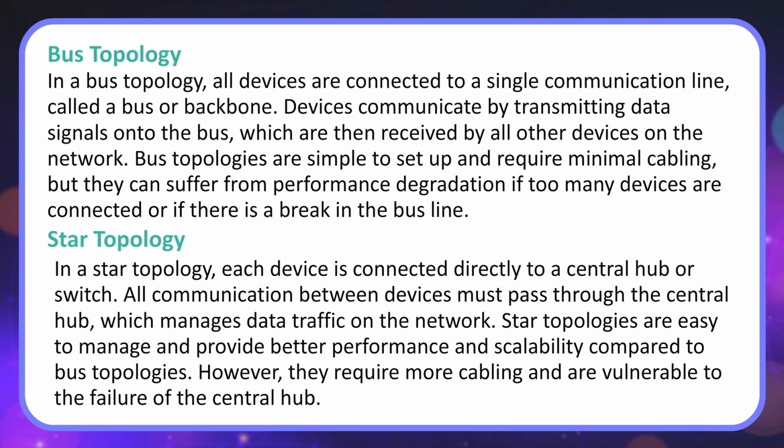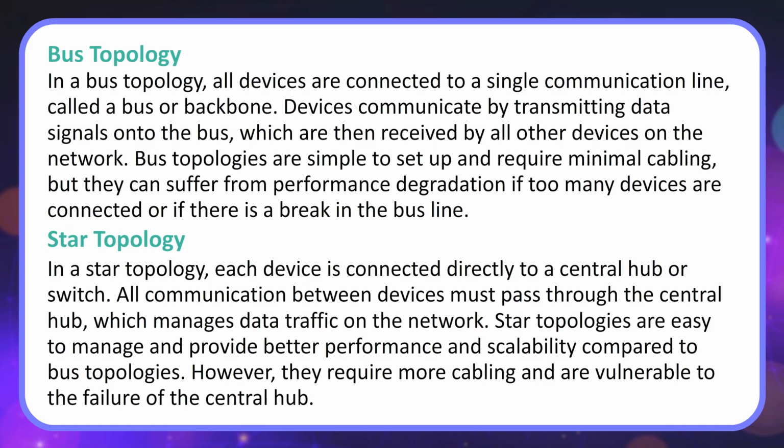Star topology. In a star topology, each device is connected directly to a central hub or switch. All communication between devices must pass through the central hub, which manages data traffic on the network. Star topologies are easy to manage and provide better performance and scalability compared to bus topologies. However, they require more cabling and are vulnerable to the failure of the central hub.